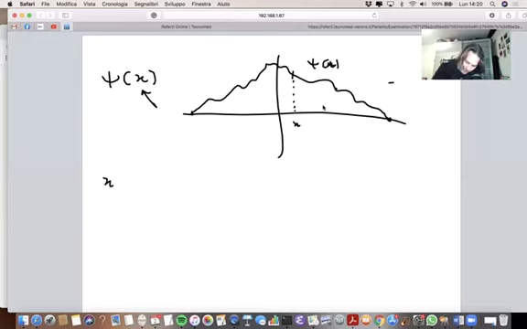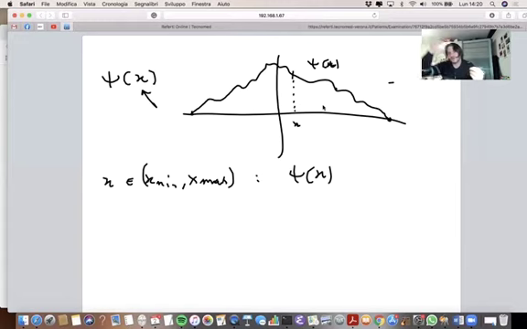Give me x between x minimum and x maximum, and I need to tell you what is the value of psi of x. That's what a function is. Give me x and tell me what is assigned to it. So these are infinitely many operations that I need to do to completely specify the function.